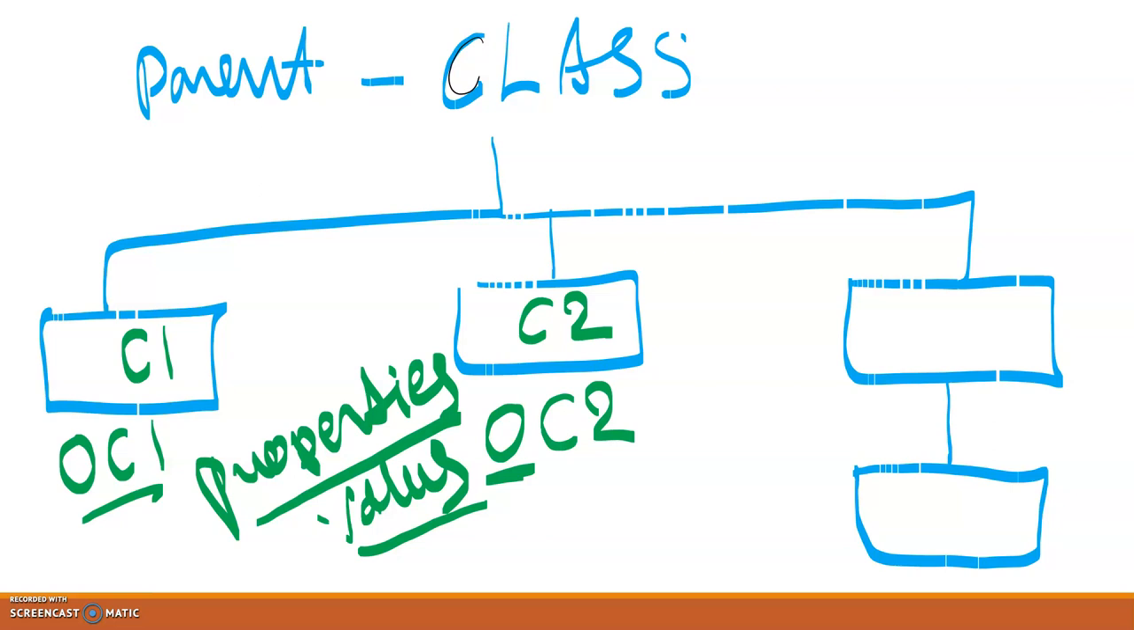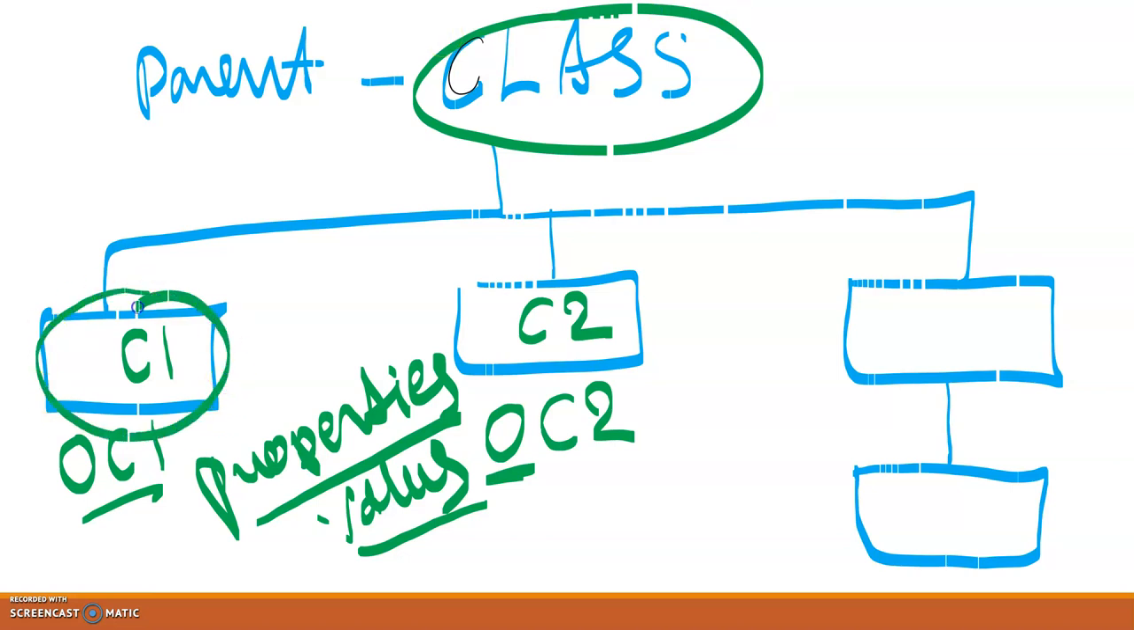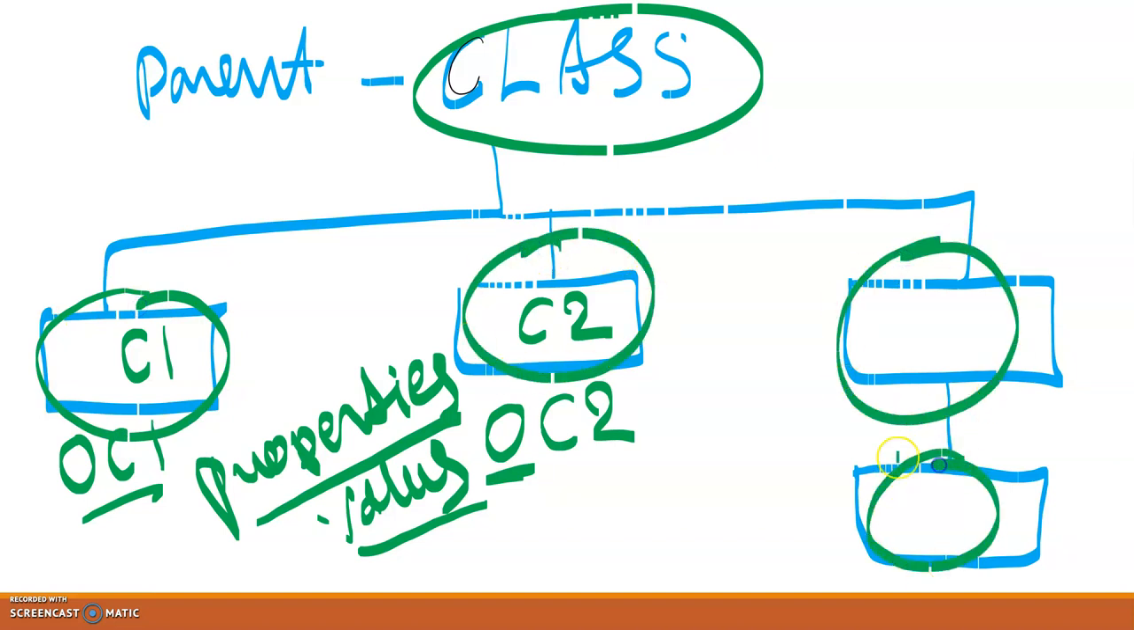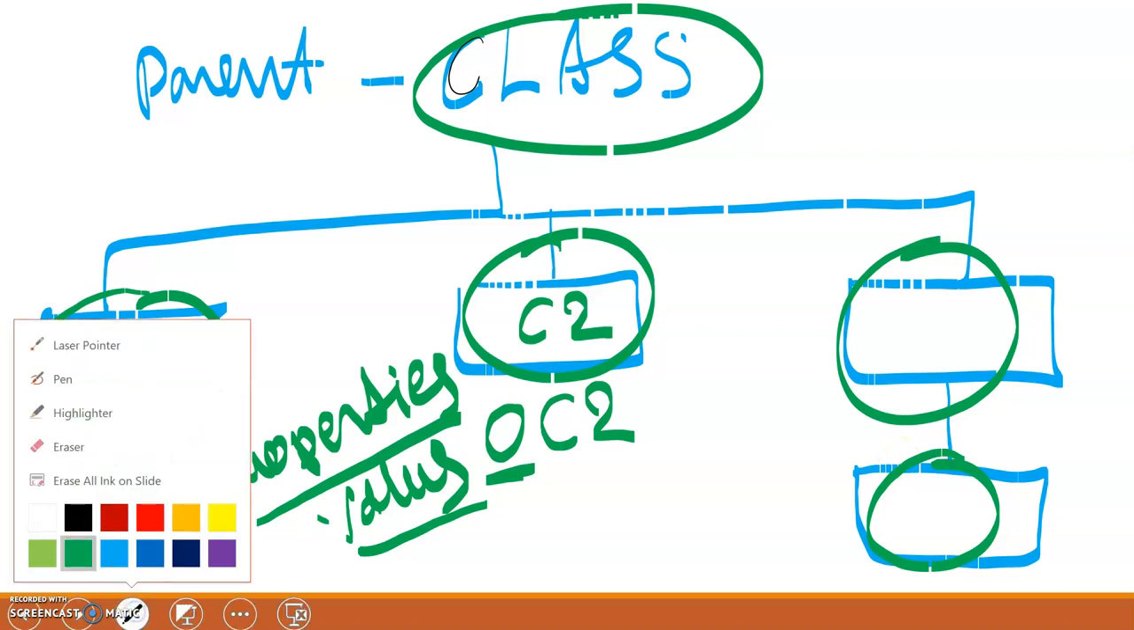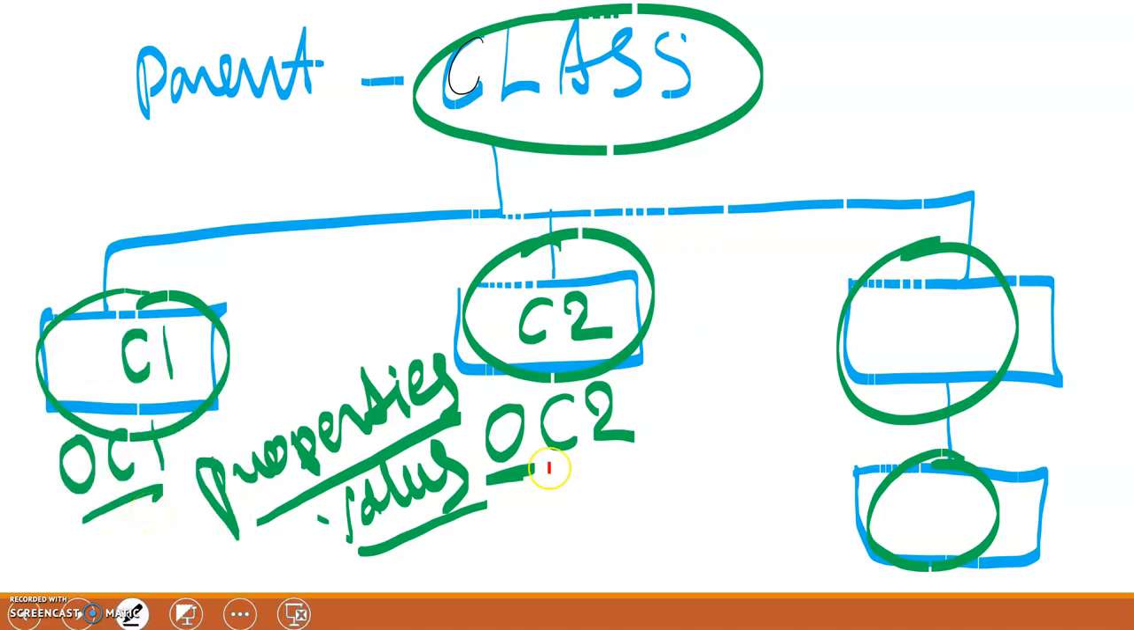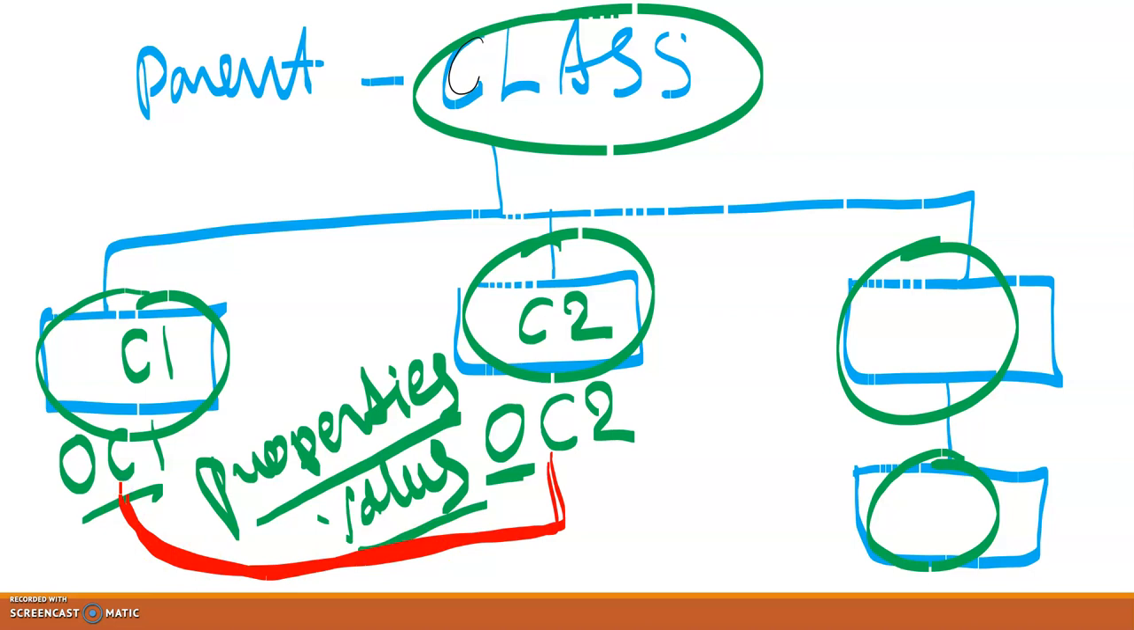So how to draw? First you decide or identify your parent class, then all the other classes, and from the classes identify the objects. And after that, the last thing is to establish the relationship between the objects. What is the relationship of this object with this object, right? This you need to check, right?